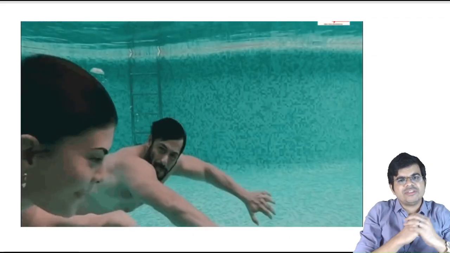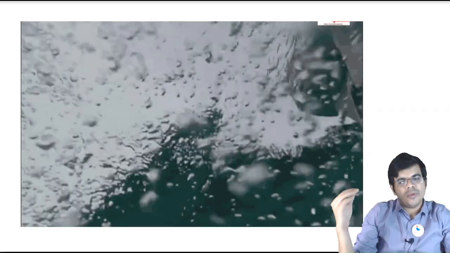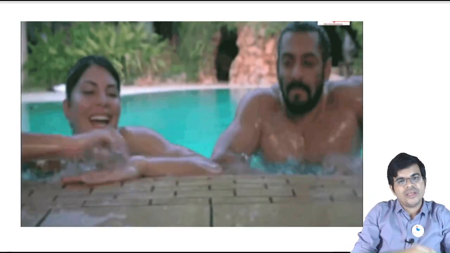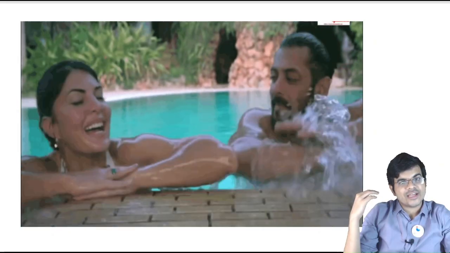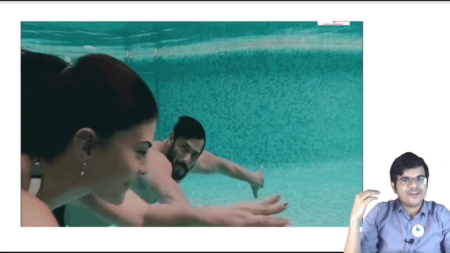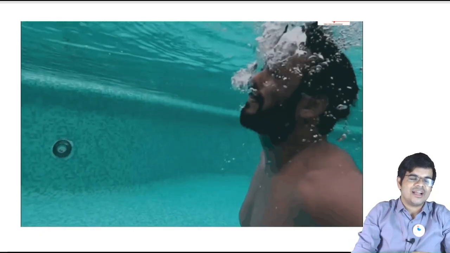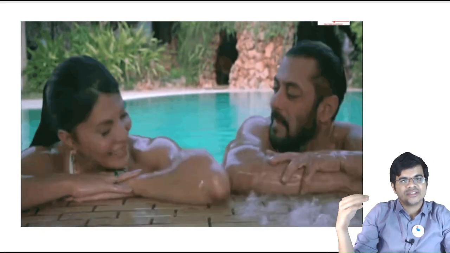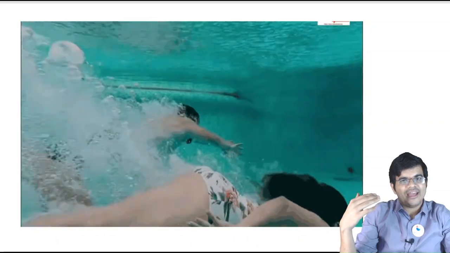Now there is another condition which is caused by the same Pseudomonas aeruginosa, and it is seen in people who swim, and that's why it is also known as swimmer's ear. Why is it seen more in swimmers? Because when water enters the ear, the nature of the external canal changes. The external canal is generally acidic in nature, and when water enters, it becomes more alkaline, and it favors the growth of Pseudomonas aeruginosa, especially when there is trauma in the external canal.